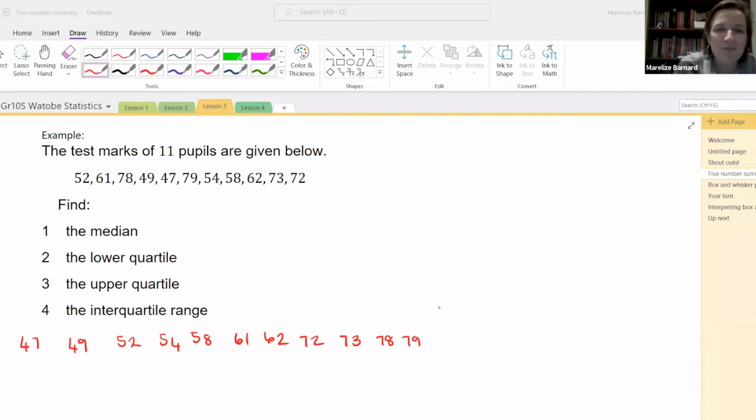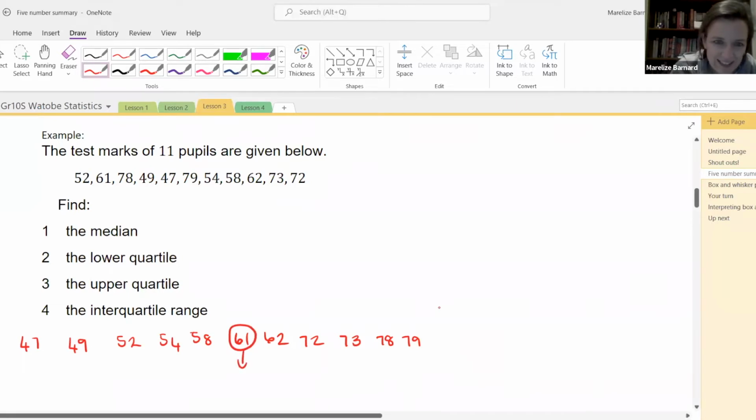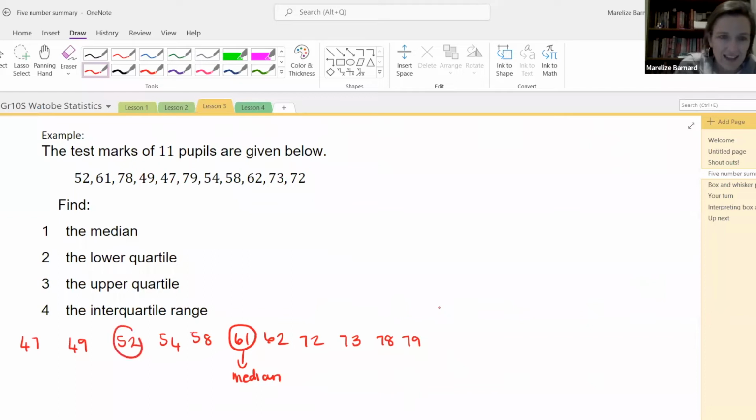Right, okay, pop the median in the chat for me. 61, well done. That's the median. Okay, lower quartile. 52, nice. I agree, that is 52. And then upper quartile. Yeah, that is 73. It's the upper quartile.